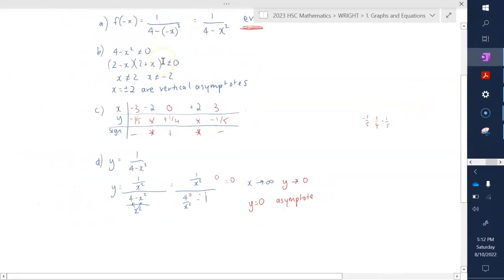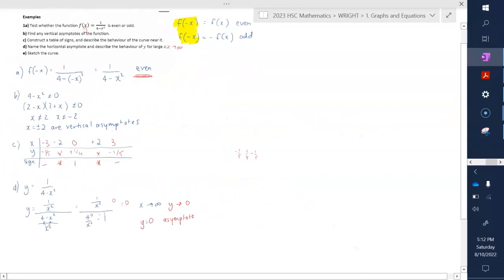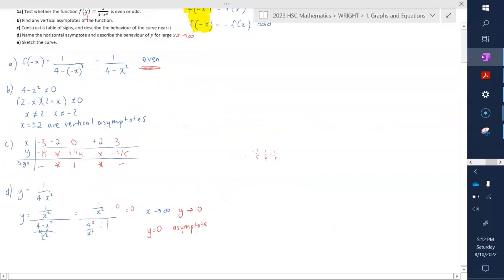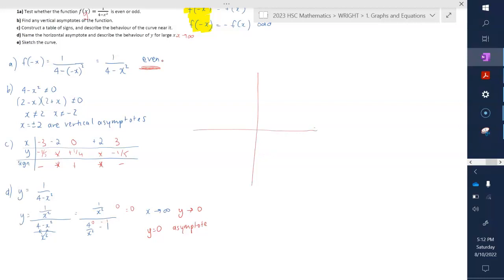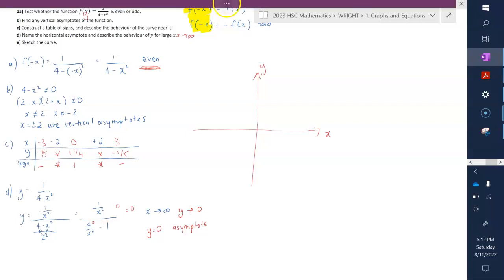Okay, let's see if we can put all that information together and draw our function. Let's see if we can pop that over here. Just put in what we know and then see if we can have a look at our table of values, if that's telling us anything. We might need to pick a couple of other points if need be, and that's okay. Okay, so I might just change colours.